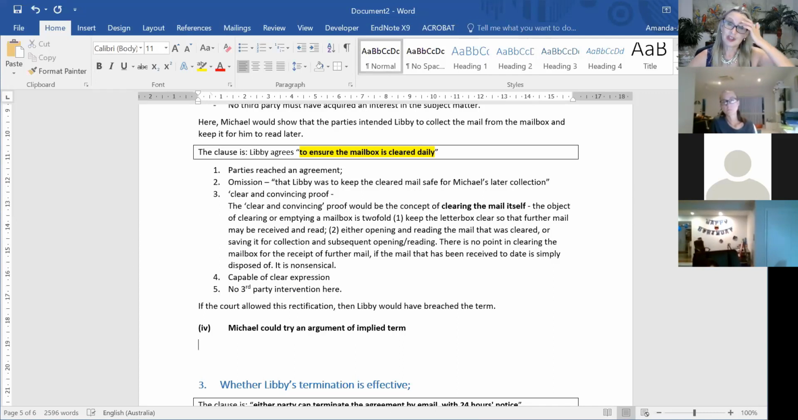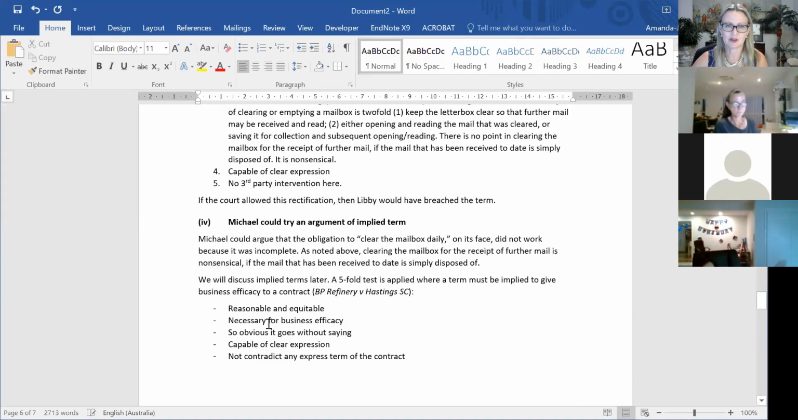And again, you're trying to sweep in something that's not there, aren't you? Whether it's by way of rectification or by way of implied term, you're trying to get something into the contract that would show that she's breached it, that lines up with your gut feel about how Michael should come out of this. What I will simply do here, because like I said, we're going to go through implied terms in much more detail next week.